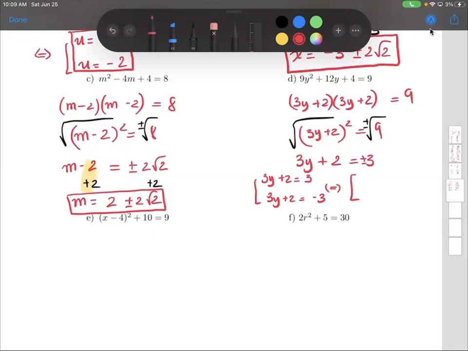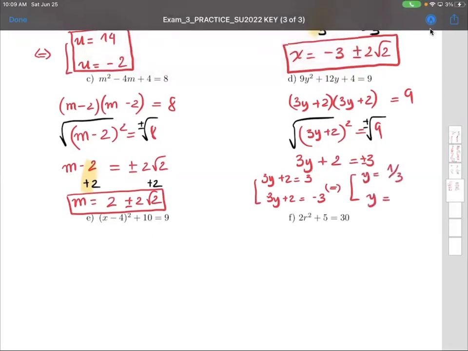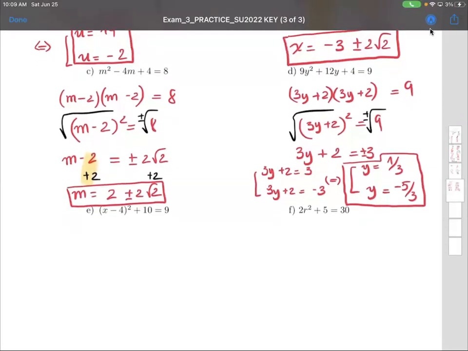Subtract 2, so that'll be 1. So y equal 1/3 at the top. On the bottom, negative 5/3. Okay, all right.